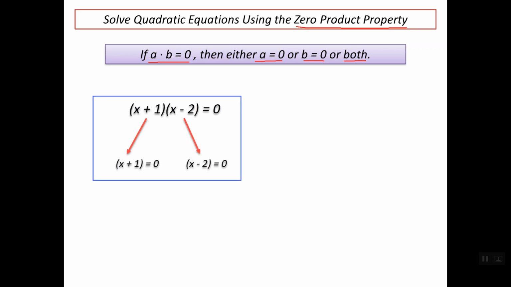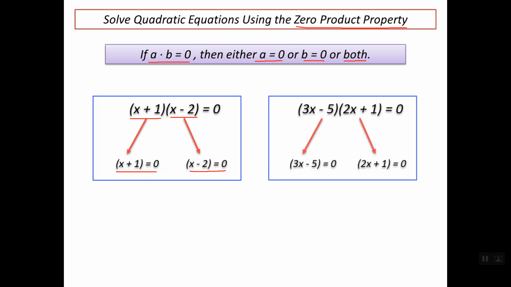For example, what we have here is a quadratic equation simply because it is already factored. If we multiply the two factors with each other, we will have a quadratic equation. The first factor is x plus 1, and the second one is x minus 2, and the product is 0. So we have two quantities multiplied by each other, and the result is 0. So either the first factor is equal to 0, or the second factor is equal to 0, or both of them.